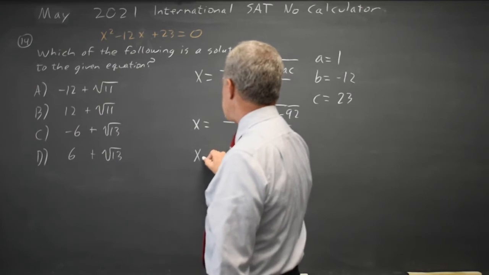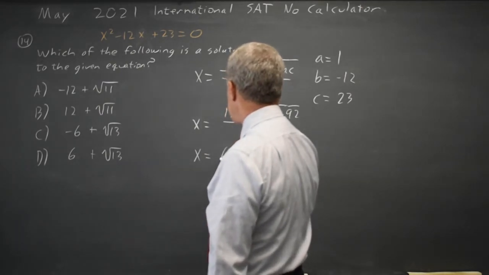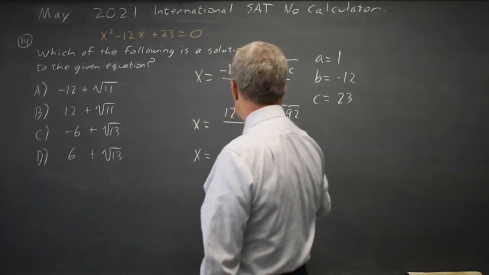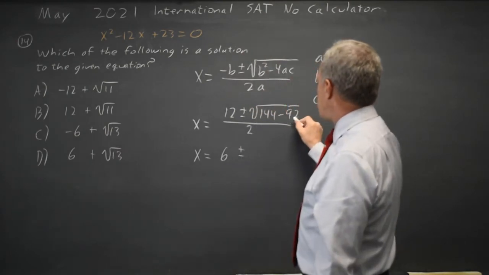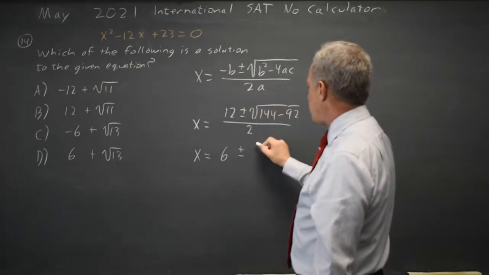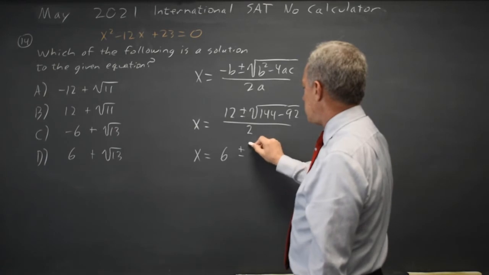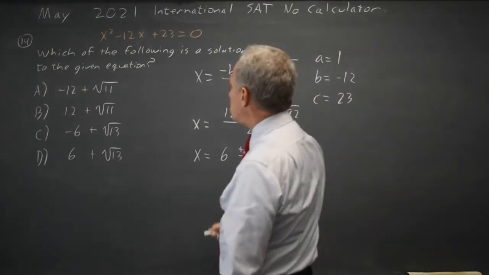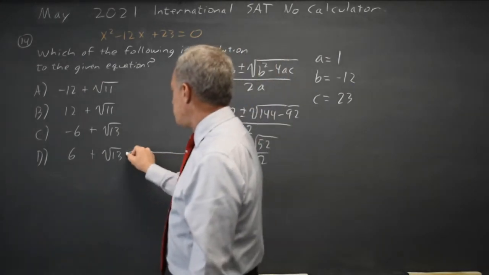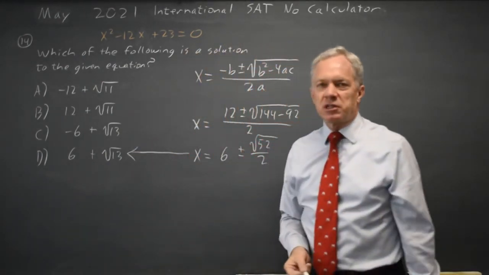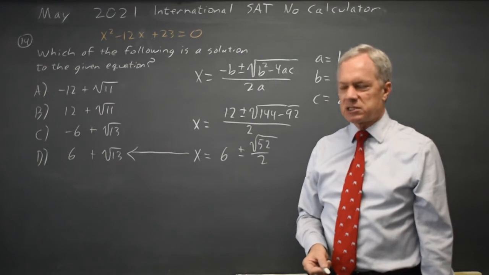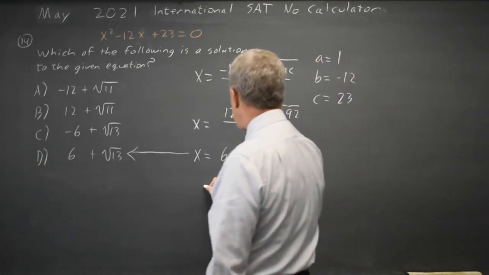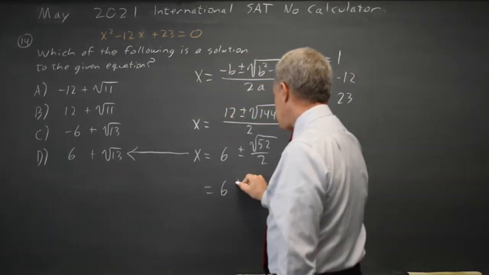This simplifies to x equals 12 over 2 is 6, and then plus or minus 144 minus 92 is 52, and that's in a square root over 2. We already know that the answer must be D, because D is the only one that starts with a constant of positive 6. But let's finish simplifying it.